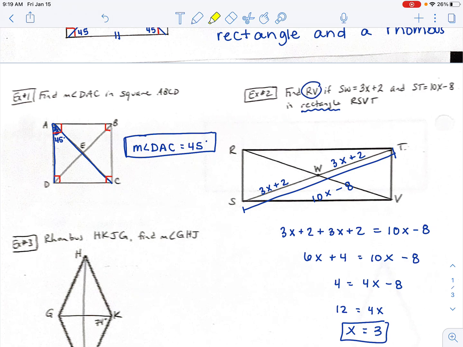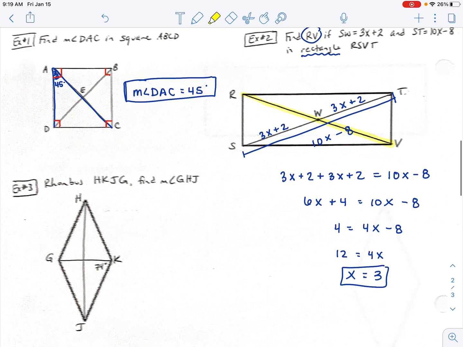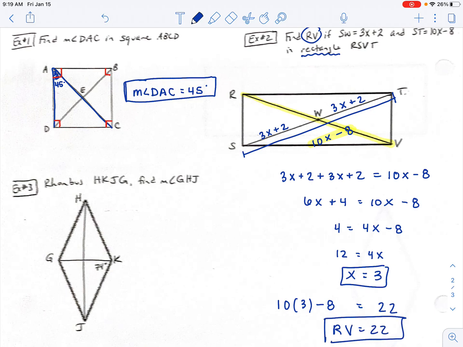Now again, that's not what they want. They want us to find RV. Now RV is the entire diagonal. Now remember, in a rectangle, the diagonals are congruent. So if I plug this x into this 10x minus 8, I'll get my value. So 10 times 3 minus 8. 10 times 3 is 30. 30 minus 8 is 22. So RV is 22.